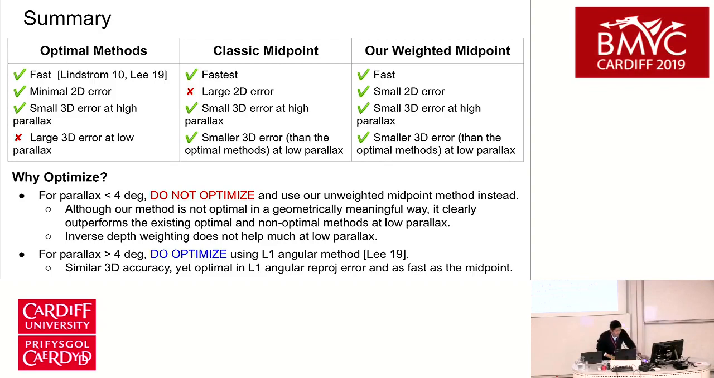For parallax angle above 4 degrees, we recommend to optimize, specifically using the L1 angular method. This method has a similar 3D accuracy to the rest, yet it's optimal in the L1 angular projection error and also is as fast as the classic midpoint method.